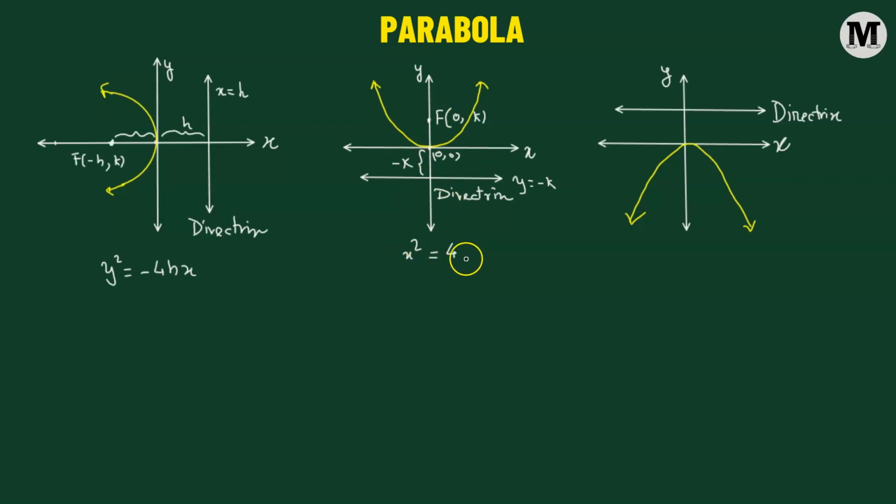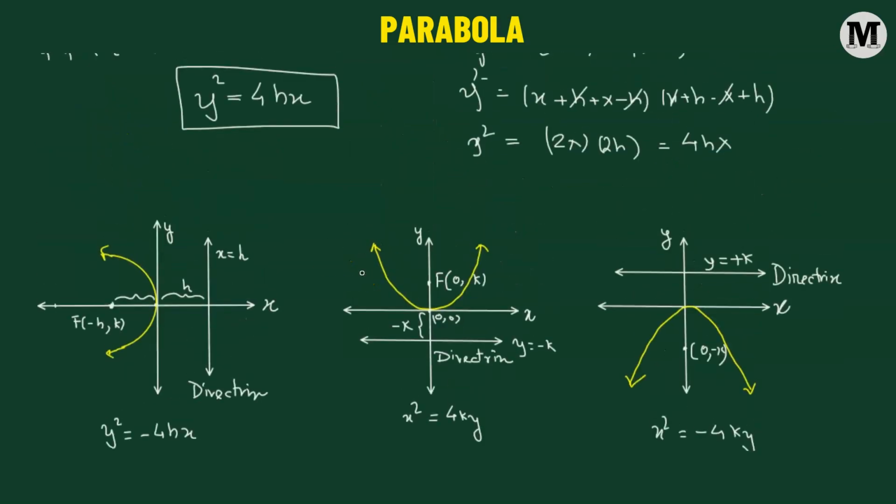equals 4ky. And if we consider the third parabola here, this is going to have its focus at (0, negative k), and the equation of the directrix will be y equals positive k. In that case, our equation of the parabola will become x squared equals negative 4ky. So now that we have defined the standard form of the equation of a parabola, let's talk about how to find the coordinates of the focus of any parabola when its equation is given to us.